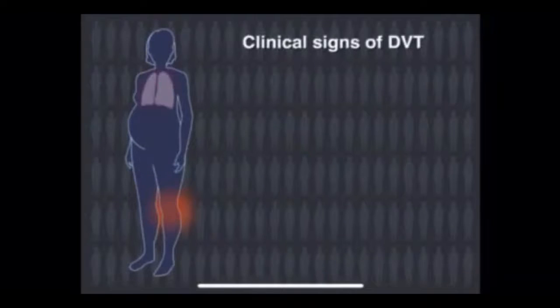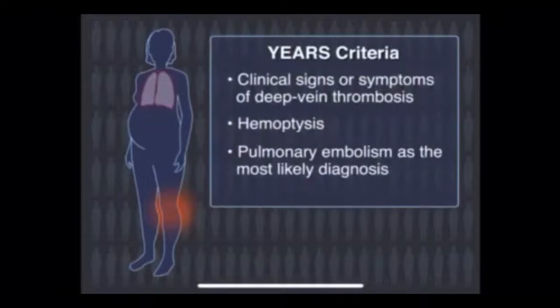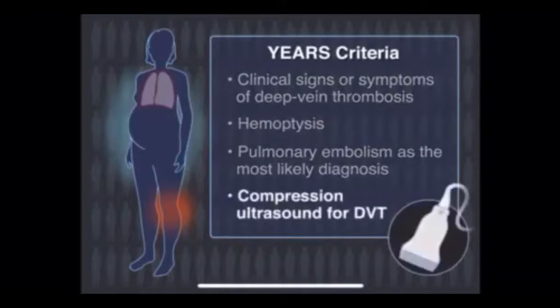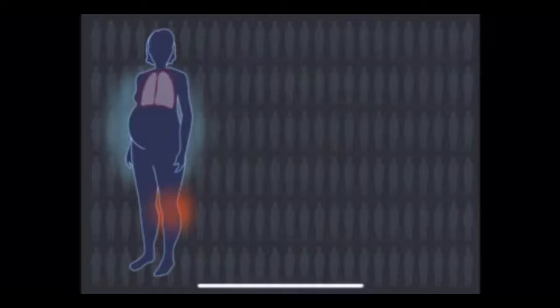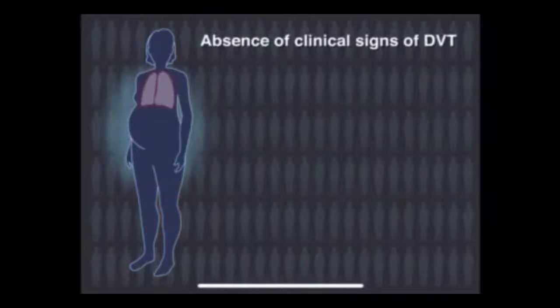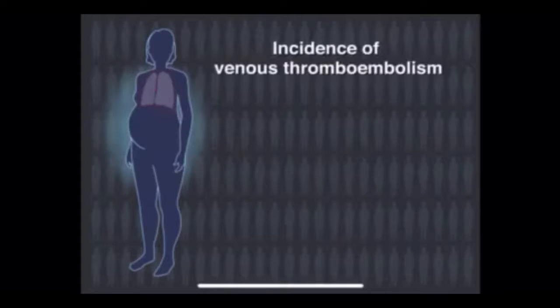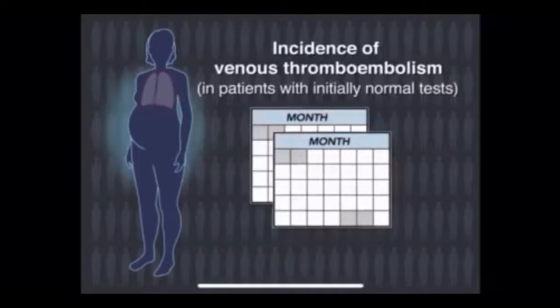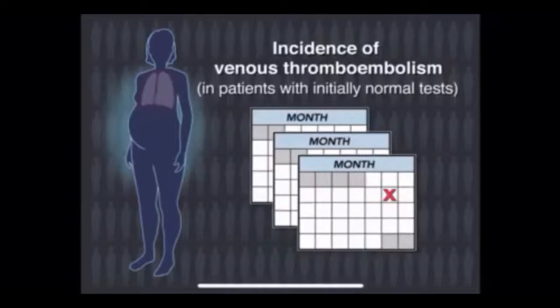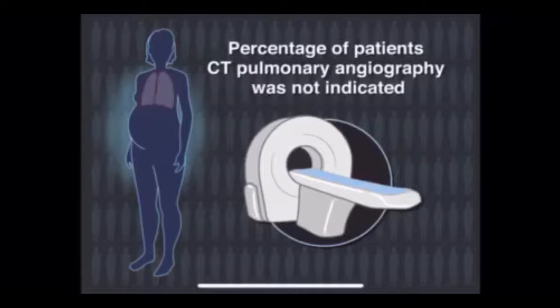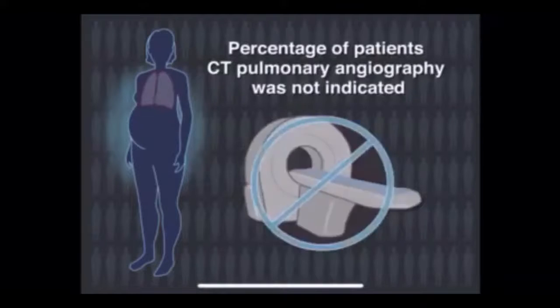Of the remaining patients, in those with clinical signs of DVT, the YEARS criteria were adjusted for pregnancy to include compression ultrasound for DVT. In the absence of clinical signs of DVT or a negative ultrasound, CT pulmonary angiography was performed. The primary outcome was the incidence of venous thromboembolism in patients with initially normal tests during 3 months of follow-up. The key secondary outcome was the percentage of patients in whom CT pulmonary angiography was not indicated.